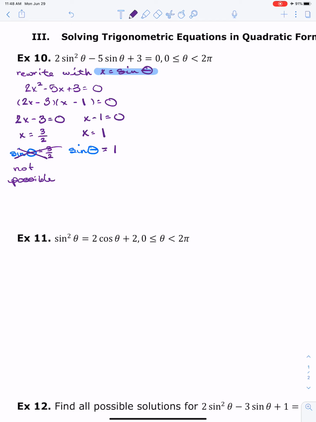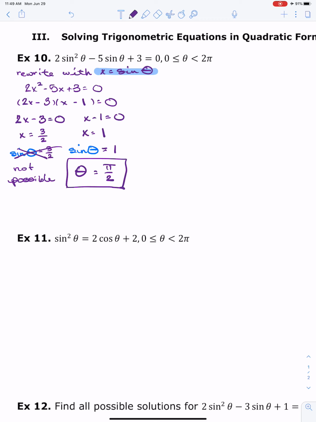To the right here, sine theta equals 1. The only place that happens is at theta equals pi over 2. And then I'm going to go back and reread my problem statement. I am looking for values that lie between 0 and 2 pi. Pi over 2 lies in that interval, and so we are done. And that's it for example 10.